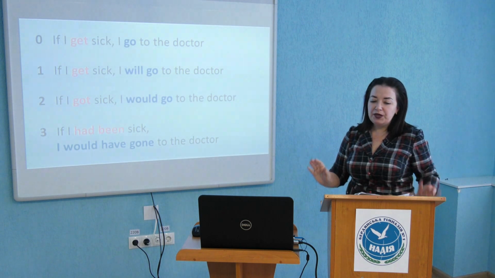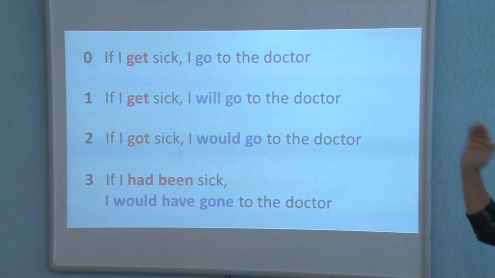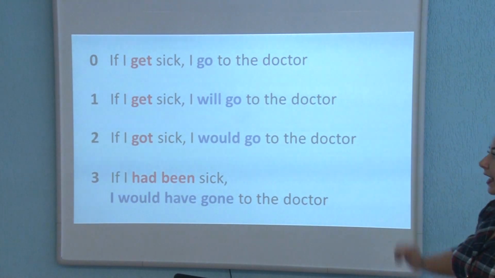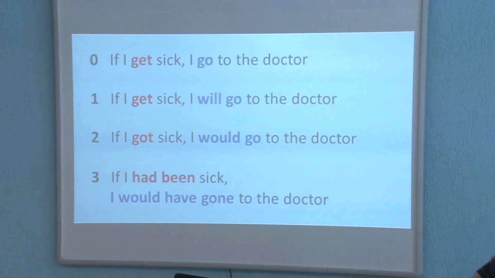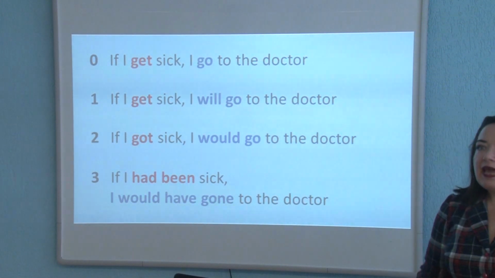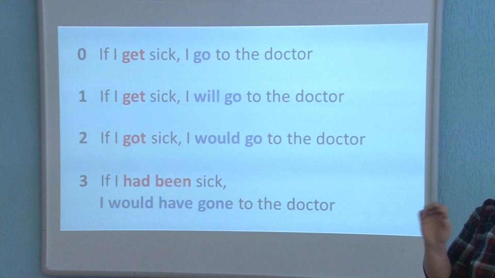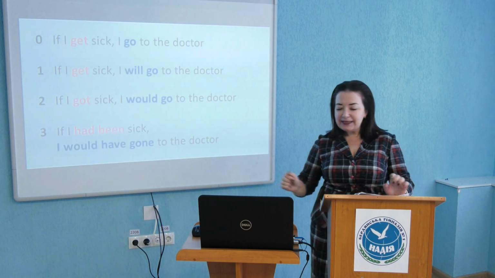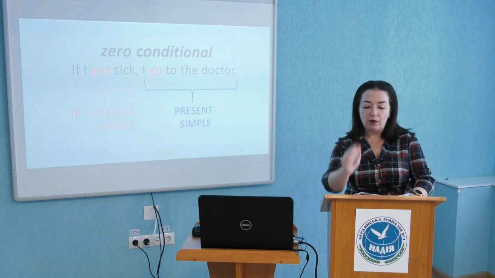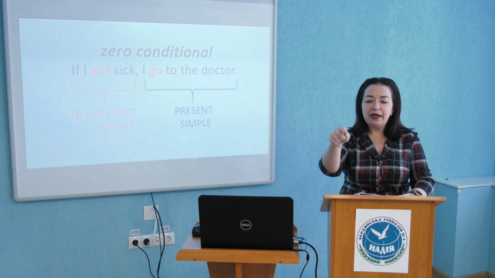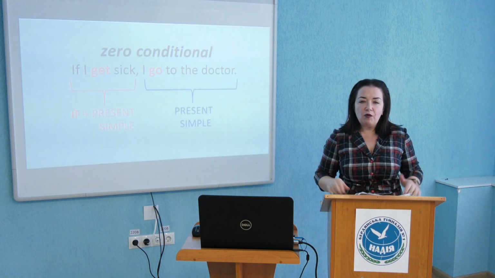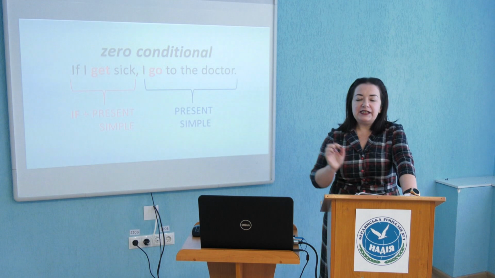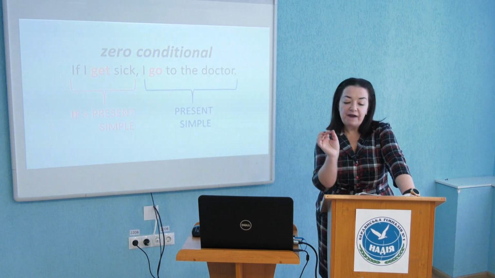Okay, so what do we have? We have the zero conditional, the first conditional, the second conditional, and the third conditional. And I'm going to go through each type of conditional sentence now, one by one. So let's get started with the zero conditional. I recommend you take some notes as we go through all these examples. Believe me, it will be very useful. Okay, the zero conditional is called the factual conditional.